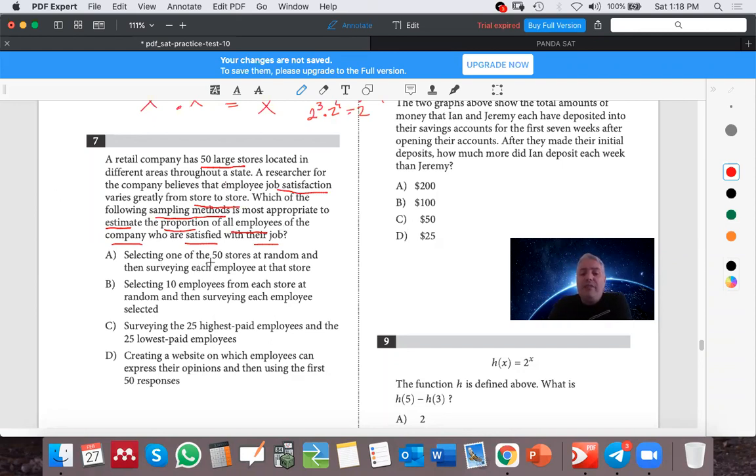Selecting one of the 50 stores at random and surveying each employee at the store. One more time, selecting one of the 50. I stop here. So I will ask the question, randomly choosing one store, and the people in that store, I will get the answers. But if I don't know the other stores' answers, how can I compare them? Even though this is 100% satisfied, or 90% satisfied, if I am not going to have any other store result, how can I compare them? So this is not possible. It's not a good way.